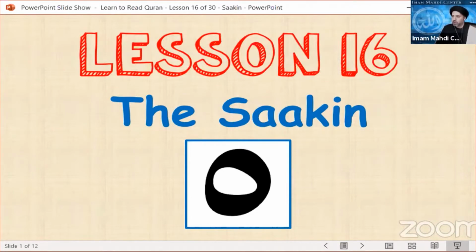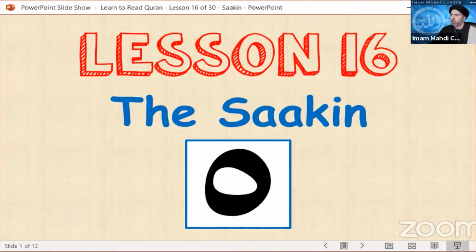Tonight will be our 16th lesson in our series on learning to read the Holy Quran, and tonight's lesson will introduce us to the Saakin, or what is also called the Sukoon. And this Saakin or Sukoon has the appearance that you see in this little box, this small looking circle.